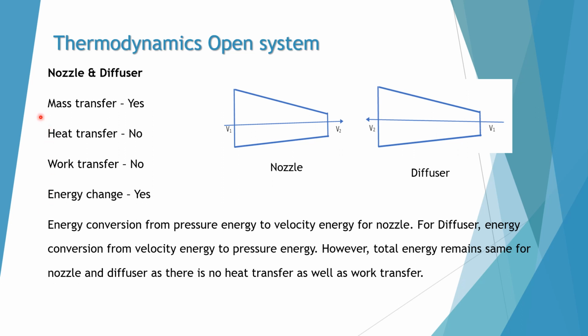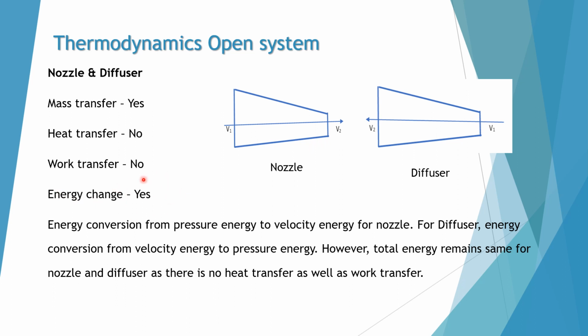Now this is a nozzle and diffuser. It is another type of thermodynamic open system. So mass transfer, yes, because gas comes in and goes out. Similarly in a diffuser, gas comes in and goes out. In a nozzle, the area decreases. In a diffuser, the area increases. So the cross-section area increases in the case of a diffuser and decreases in the case of a nozzle. Mass transfer, yes. Heat transfer, no. Work transfer, no. Energy change, yes.